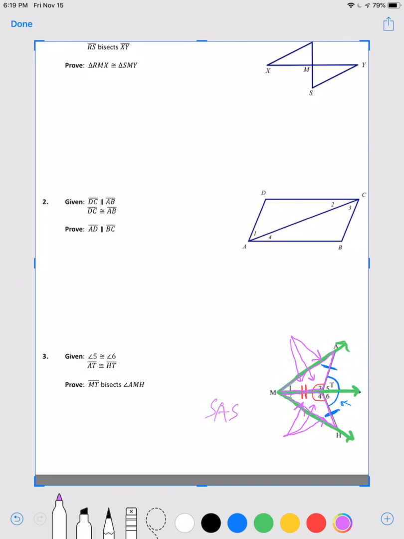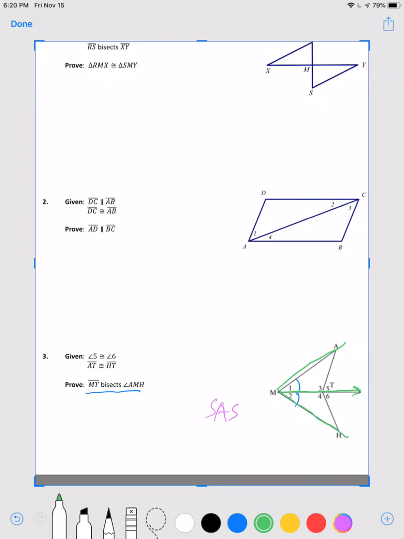That implies, let's do some erasing here. That implies that in particular, these two angles have to be congruent to each other because the triangles are congruent and these two angles correspond to each other. Okay, remember what we were trying to prove? We were trying to prove that MT bisects AMH. So we're trying to prove that this line right here bisects this larger angle.